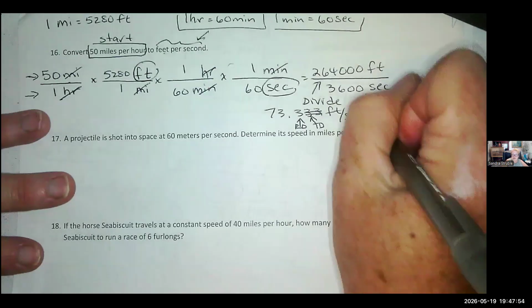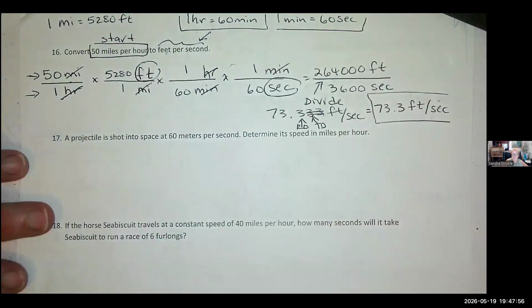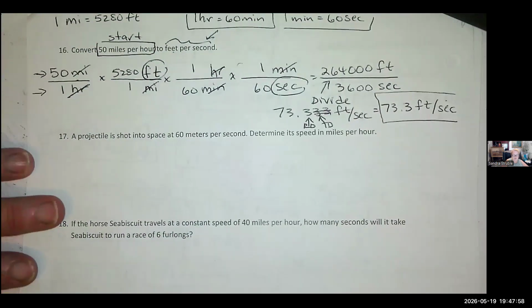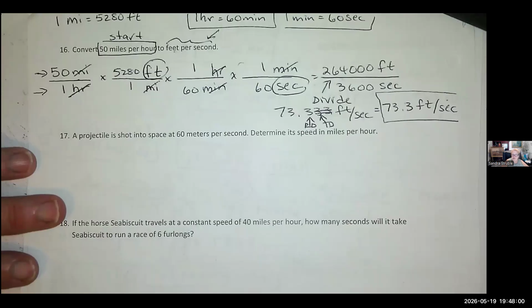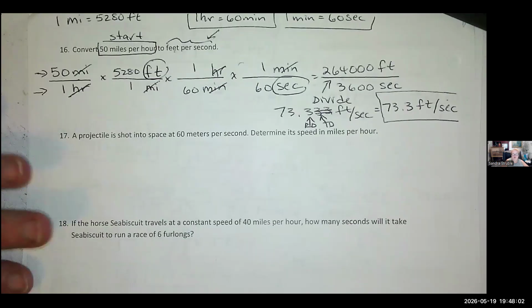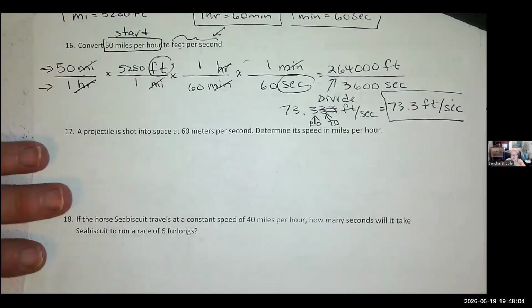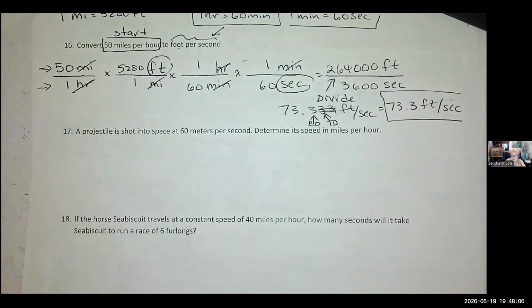Write down what questions you have. Okay. I will help you. You're going to get plenty of practice on this. You do your homework. A projectile is shot into space at 60 meters per second. Okay. Determine its speed in miles per hour.